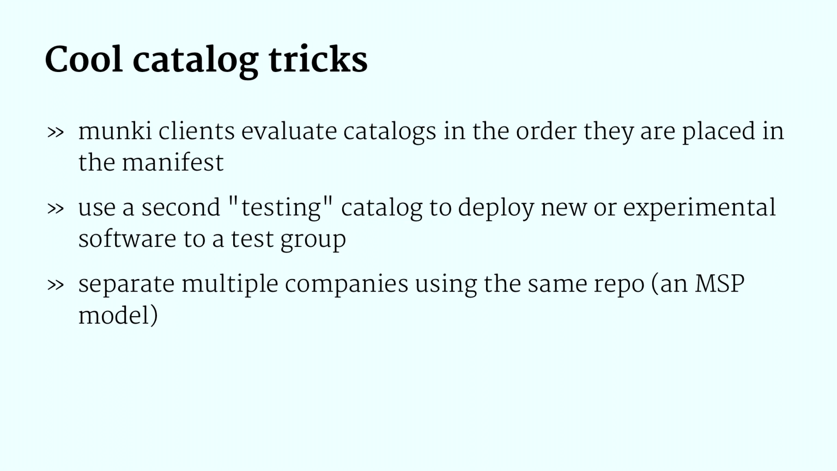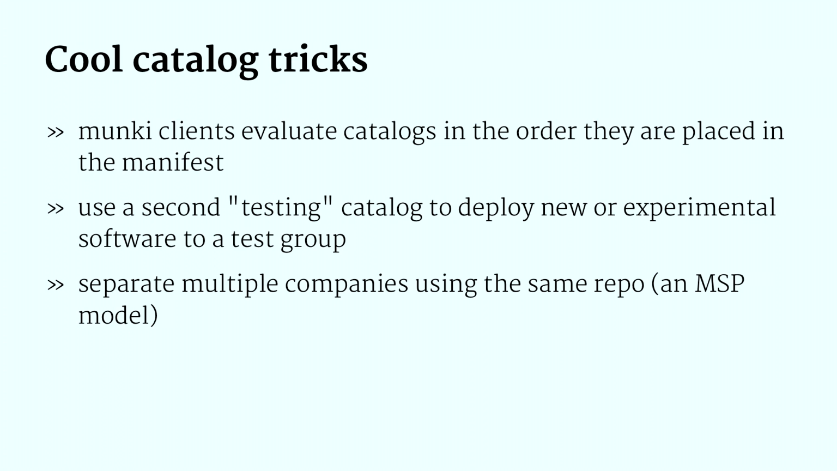Cool catalog tricks. Munki clients evaluate catalogs in the order that they're placed in the manifest. So when you're specifying those catalog keys, if you put testing first, it'll look through the testing catalog first to look for things. And if it doesn't find it, then it will go into the production catalog. So this is how you can do a test group. So let's say new Google Chrome comes out. We want to make sure it's not totally broken. We add it to the testing catalog first, and anyone who is assigned to the testing catalog will download that newest version instead of the current production version. There we go.